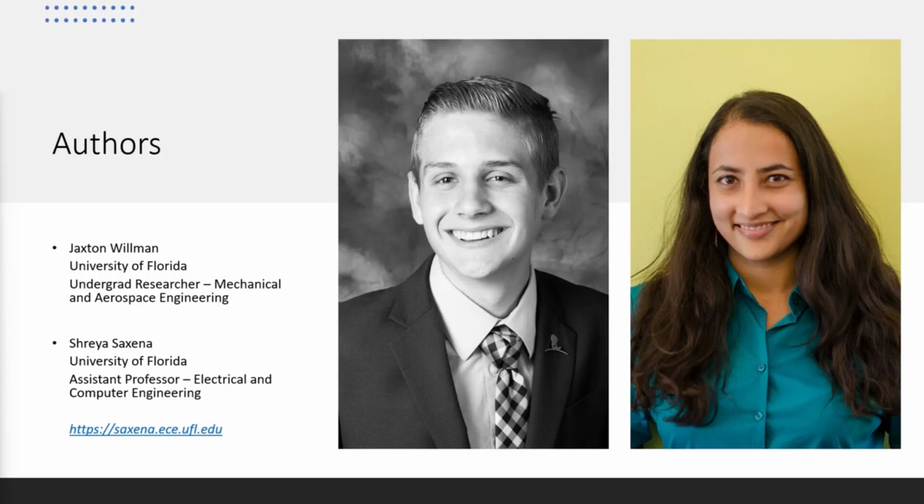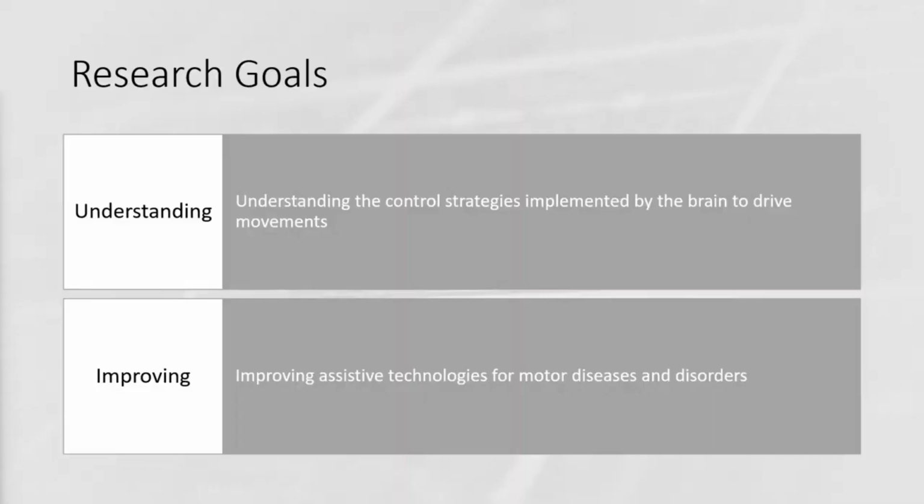Thus, we want to understand the neural signals better by understanding how they control our limbs. This can help us understand how to fix things when they break down, in the case of motor diseases and disorders. We have two important goals for our work. The first is to understand the control strategies implemented by the brain to drive movements, and our second goal is to improve assistive technologies for motor diseases and disorders, including neurodegenerative diseases that affect movements. To this extent, we are developing a brain-inspired closed-loop controller for an anatomically and physiologically accurate arm model.